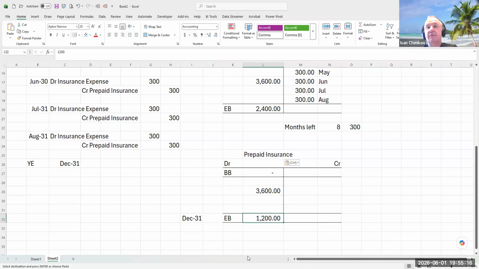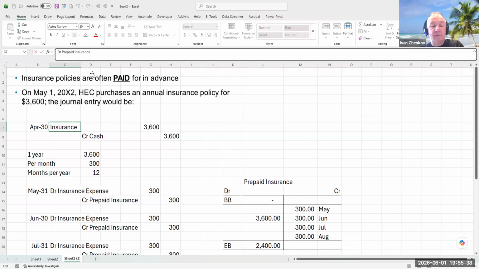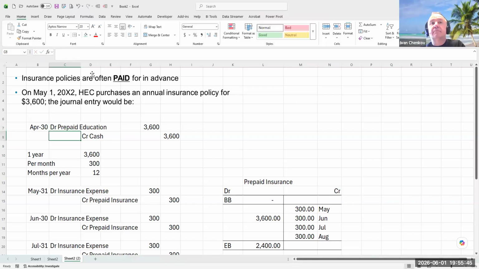Make sense? So now, can we flip this question and let's flip it for you paying for the education. So now let's change the date. On April 30th, let's say you have prepaid education expense, correct? And you pay in cash. Let's say you pay 1,000.